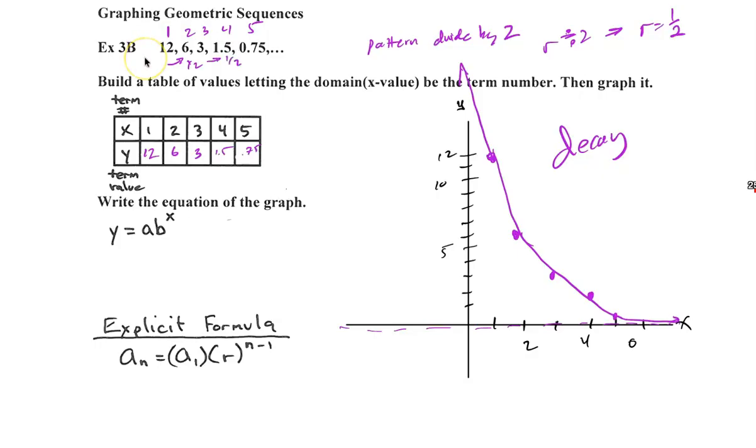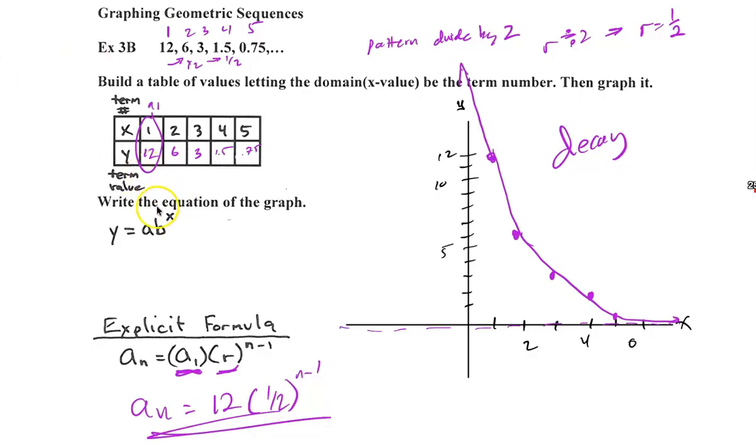So if I wanted to write the explicit form down here, remember, all we need is our a1 and our r. We already have our a1, and we have our r now. r is 1/2. So my explicit form is going to be 12 times 1/2 to the n minus 1. There we go. That's our explicit formula.